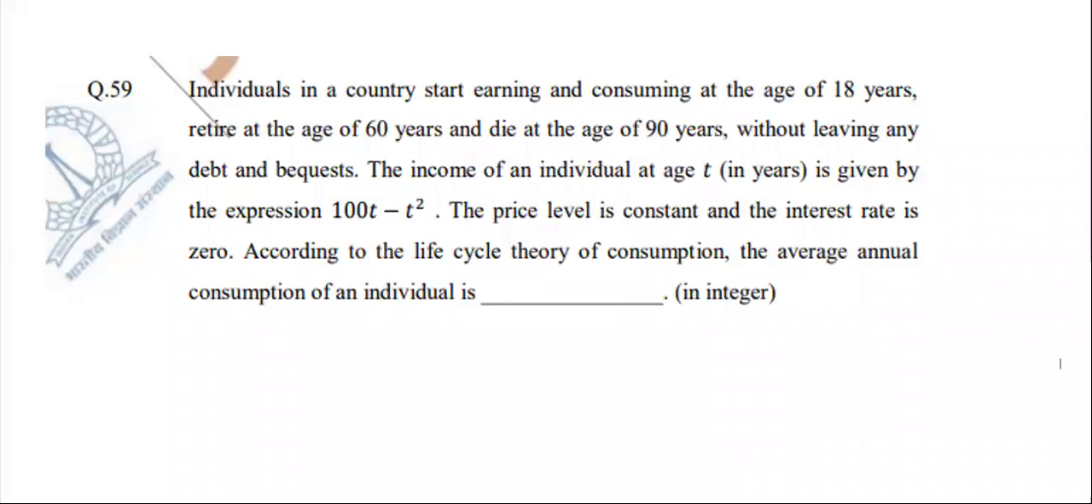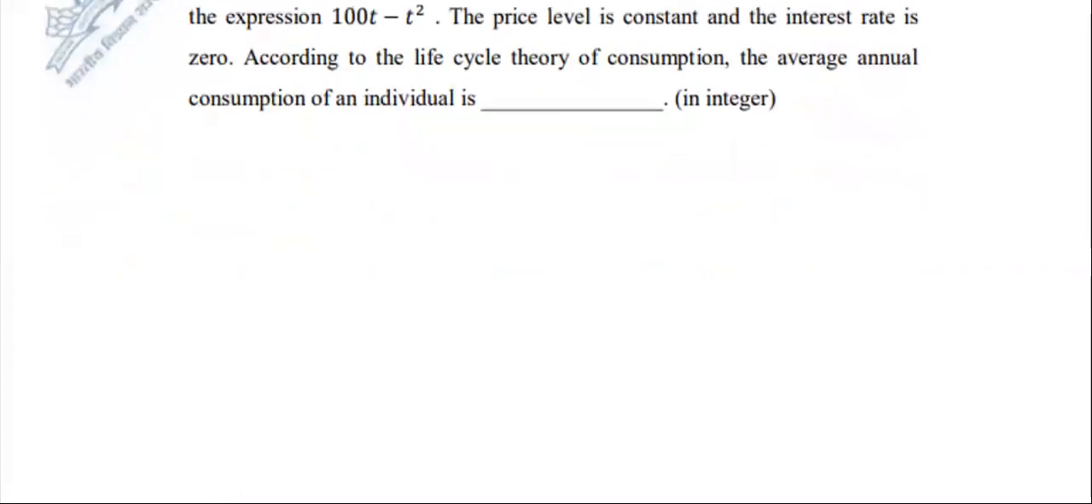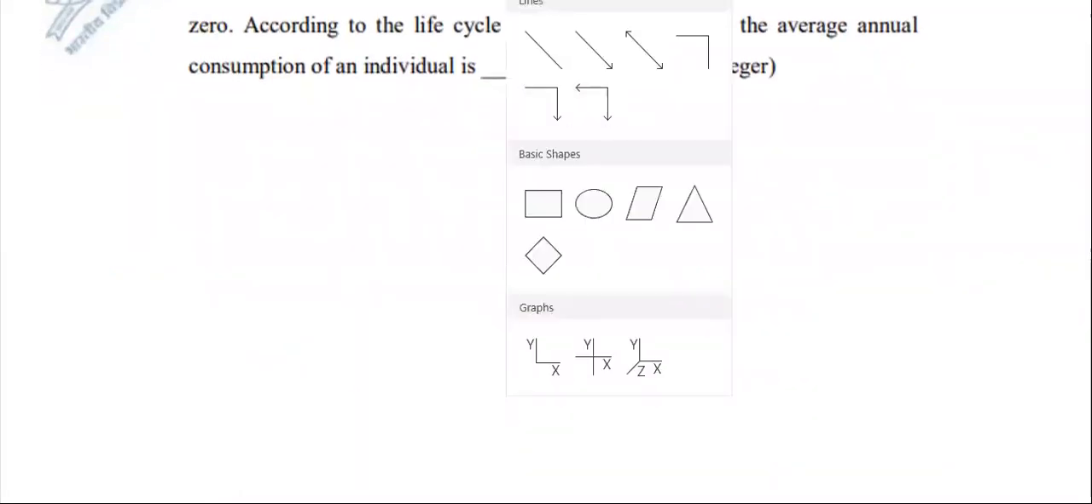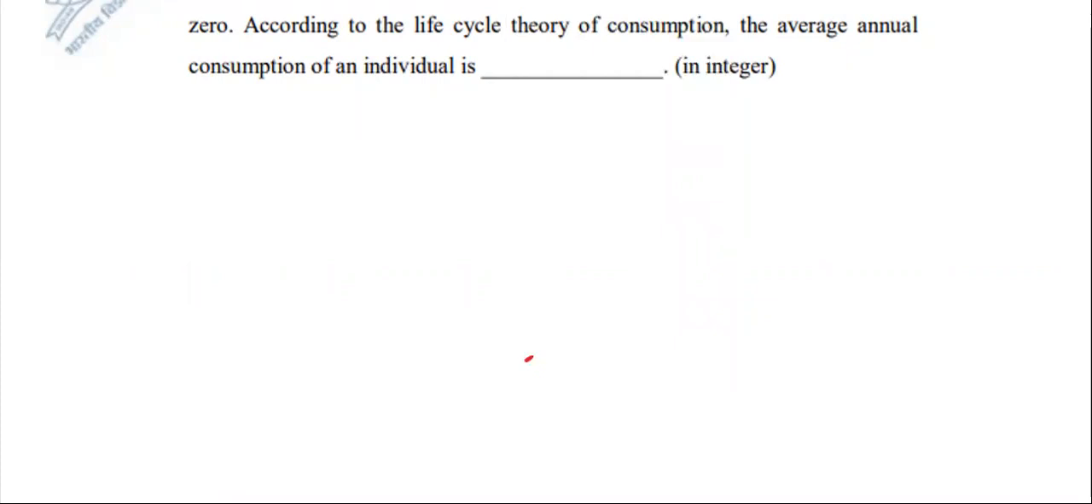Let us now try and solve question 59. This is a question that came in the IIT JAM exam. Now, this is a macroeconomics question that is asking about the life cycle hypothesis. We have already done what our life cycle hypothesis is, so I'll just try and reinstate that.